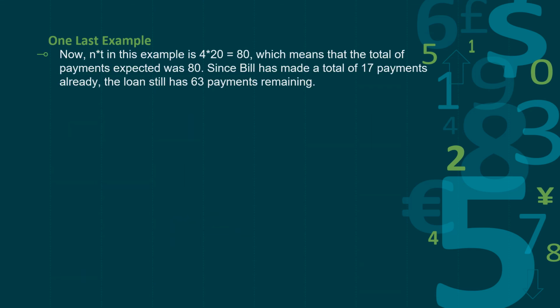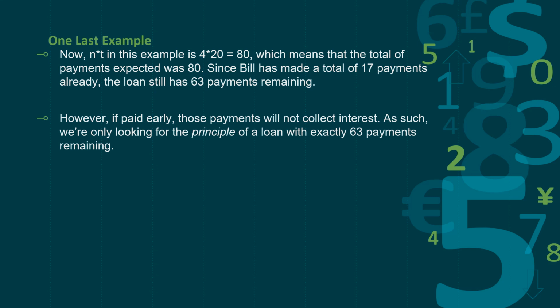So in this example, he's paying 4 times a year for 20 years. That's 80 payments. But Bill already made 17 payments, so we've got 63 to go. So how much money does he have to pay if he just pays right now? Well, technically, if you think about it, this is sort of a loan, but in reverse, in that he is basically paying them the amount of money he would get at the same exact interest rate, but with 63 payments. And specifically the principal of the loan, since he's giving the lump sum this time.